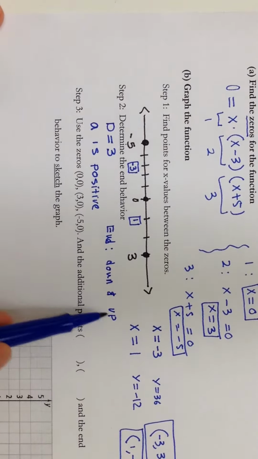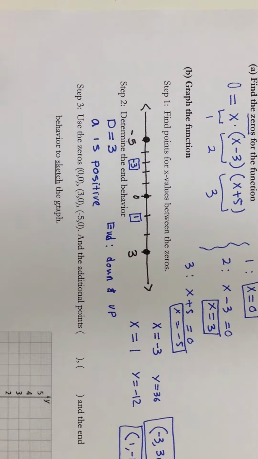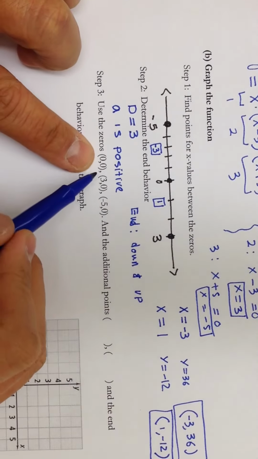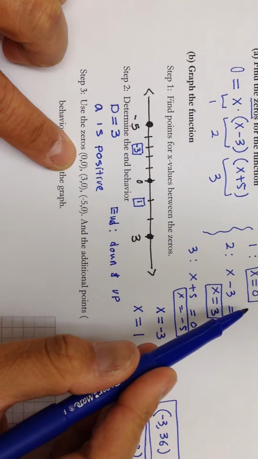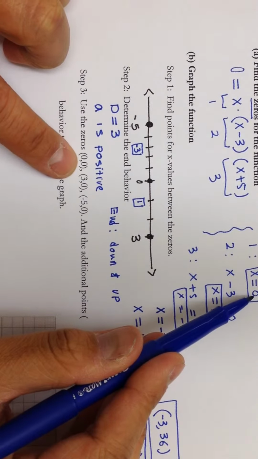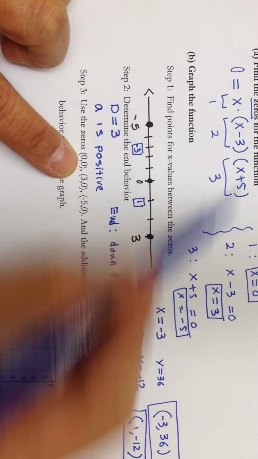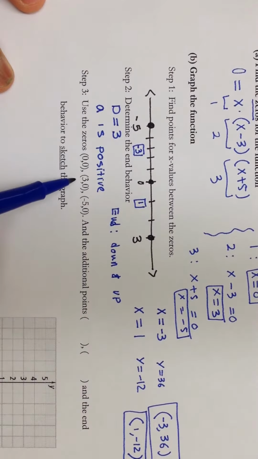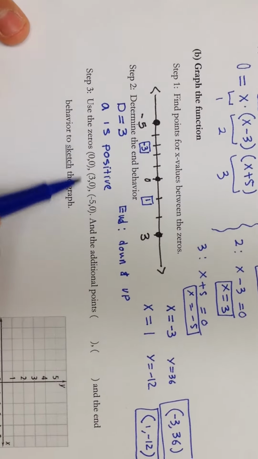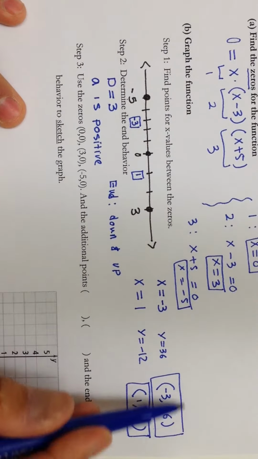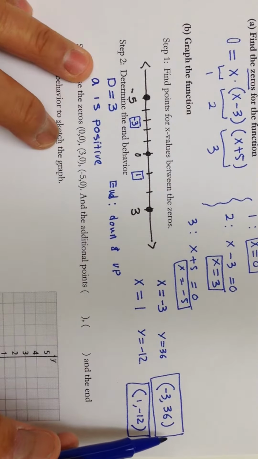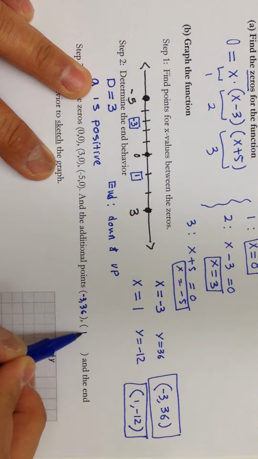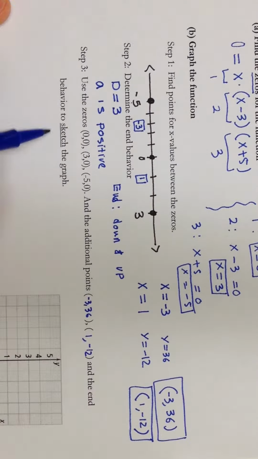Awesome. And if you need to, you can always review this end behavior table. Last step is we use the zeros. So remember, these are the zeros that we found in part A. X equals 0, and y is going to be 0 because that's why it's called the zeros. Okay, (3, 0), and (-5, 0), because these are the points where the graph will cross the x-axis. So we use the zeros, and the additional points which I found over here in step number 1, label that as (-3, 36) and (1, -12), and the end behavior to sketch the graph.